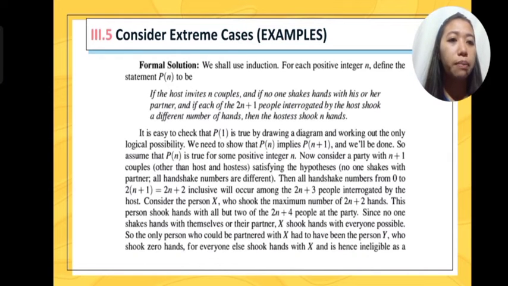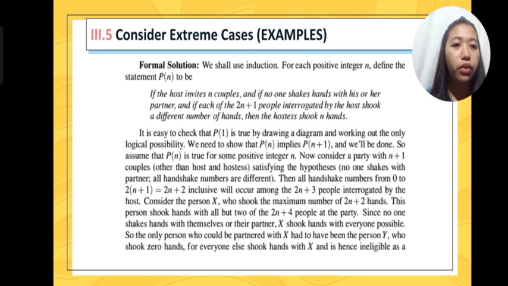We need to show that Pn implies Pn plus 1 and we will be done. So, assume that Pn is true for some positive integer n. Now, consider a party with n plus 1 couples, other than the host and hostess, satisfying the hypothesis: no one shakes hands with their partners. All handshake numbers are different. Then, all handshake numbers from 0 to 2n plus 2 inclusive will occur among the 2n plus 3 people interrogated by the host.